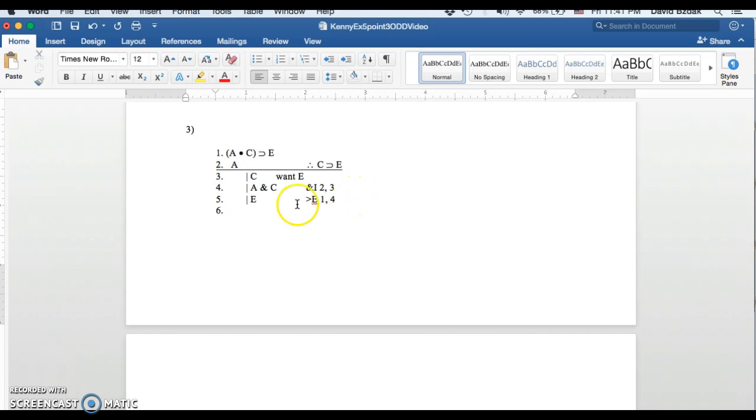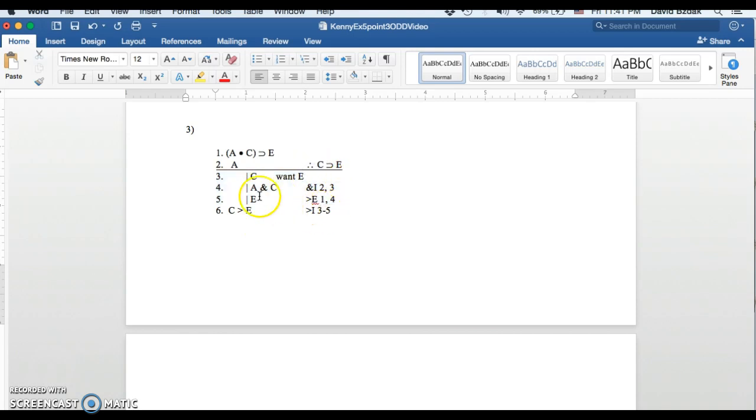Okay, but again, now E is what we wanted, right? We made this note to ourselves. We want E. Now we've got E. So we can go back to our original scope line, write C then E. Conditional introduction. Our assumption happened on line 3. We got our consequent on line 5. So we write conditional introduction 3 through 5, because again it was this whole subderivation that proved if C then E.